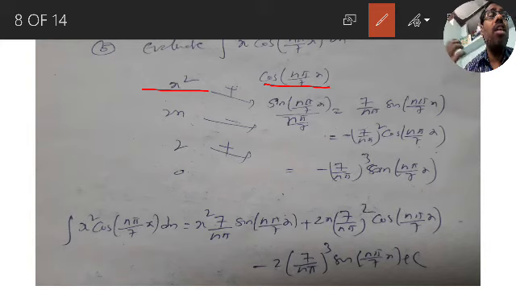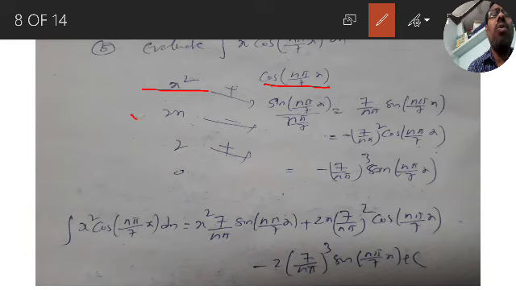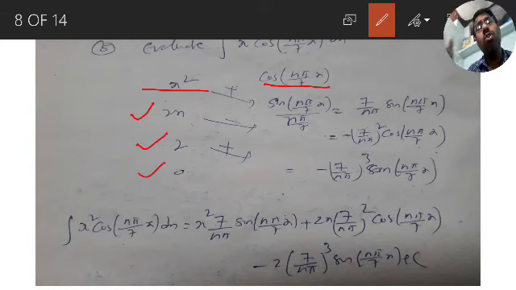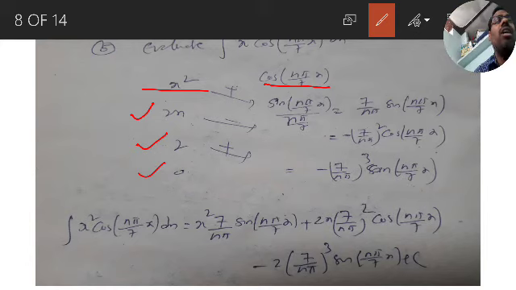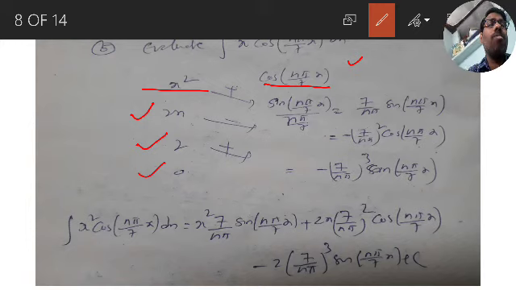Therefore x square is our first function u, and cos n pi by 7 into x is my second function. So for x square, find the derivative: 2x, x derivative 1, 2 into 1 is 2, and 2 derivative 0, 0 derivative 0. So for x square, we are able to find the successive derivatives. Now coming to the second function, what is my second function? It is cos n pi by 7 into x.